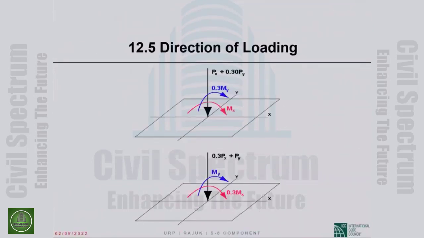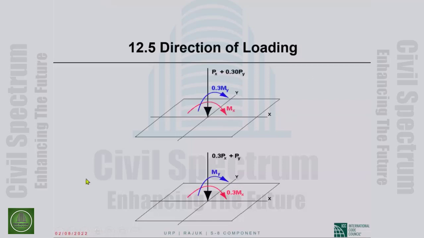When it is a column, X earthquake causes axial force P sub X, bending moment M sub X, and bending moment M sub Y. I'm sorry. X earthquake causes P sub X and M sub X. Y earthquake causes P sub Y and M sub Y.